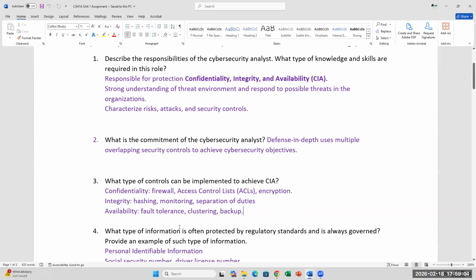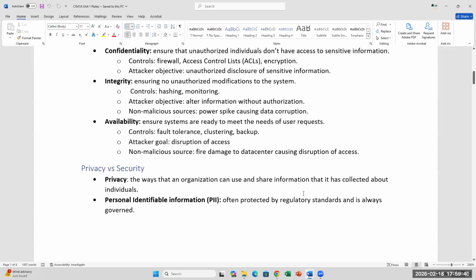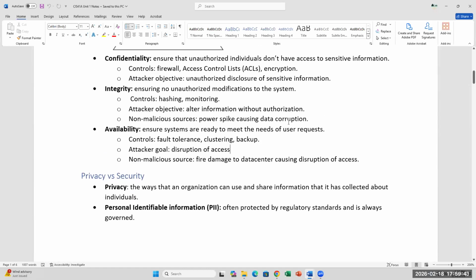Okay, and then availability, making sure that we have fault tolerance, not a single point of failure. So if you have one server, that's a single point of failure. So you need to have a server that backs up that server in case it fails. So they call it a failover server. You need to have clustering, so a group. This is what cloud is really designed to do. And then a backup. So a lot of this is review from 27, right? Okay. So if you're looking at the notes, it talks about CIA here.